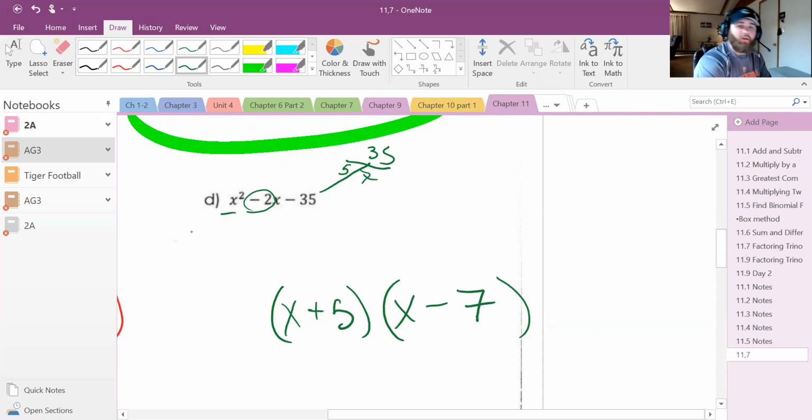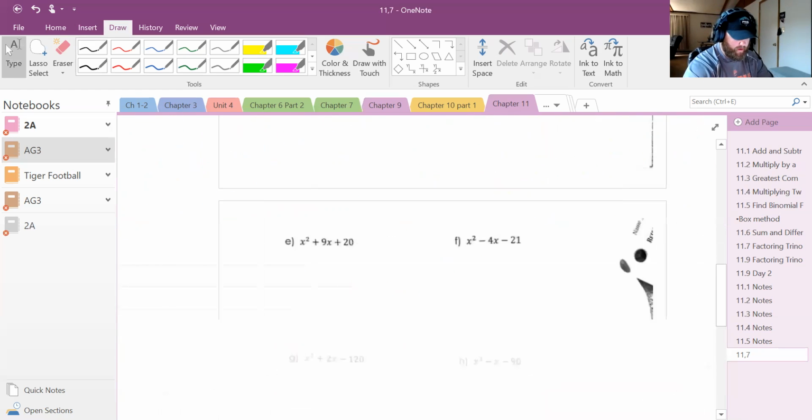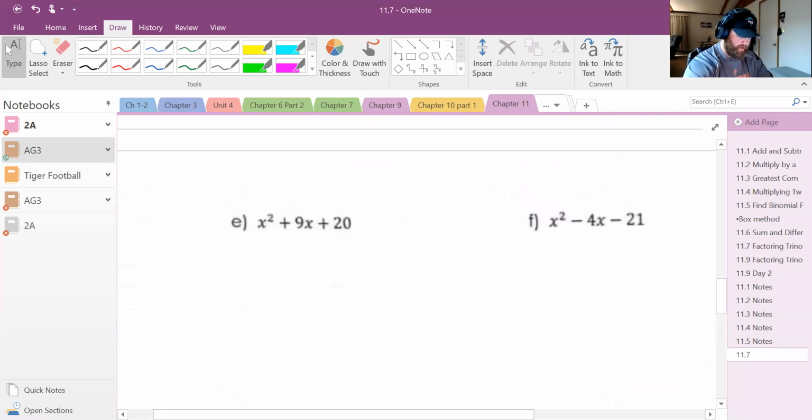If your middle term is negative and your last term is negative, the greater factor is always going to be negative. If that clicks for you, great. If it doesn't, keep following the process. It might. I have positive 5 minus 7 gets me to that -2. All right. That's factored. Okay, here we go. Next one.